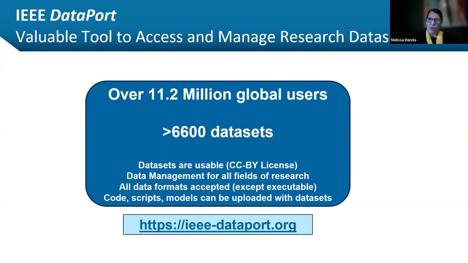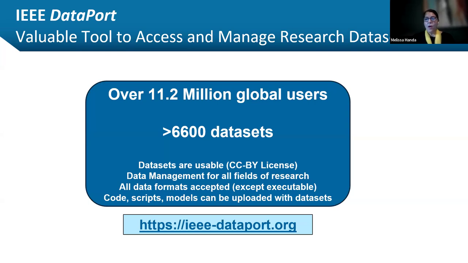But data sets are usable because they are uploaded with a CCBY license, which is a Creative Commons license. That means that other researchers who access the data can use the data in part or in full with proper attribution, of course. So like an article, data sets have to be cited if they are used in research.